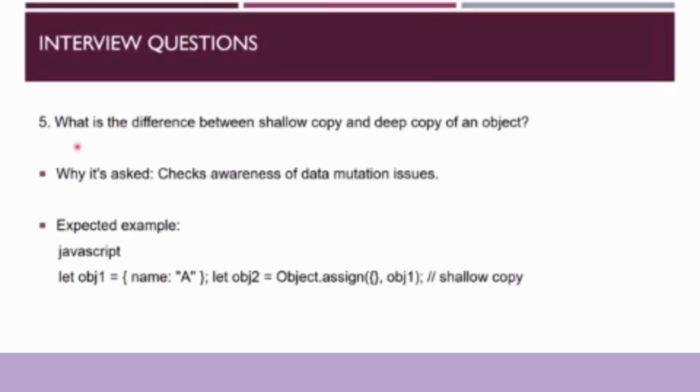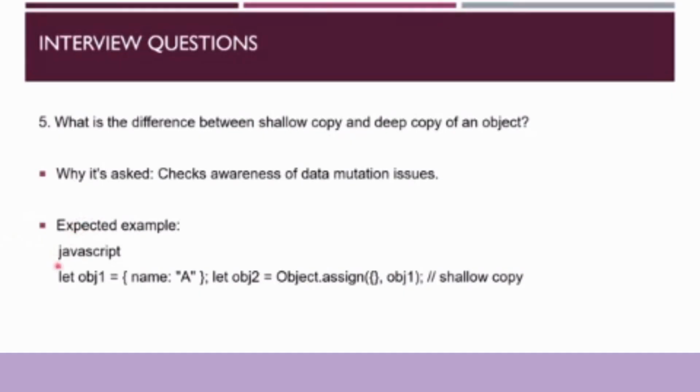This question asks, what is the difference between a shallow copy and a deep copy of an object? It's important because it tests if you understand how copying objects works, especially when changing one object might affect another, which can cause bugs. A shallow copy means if the original object has another object inside it, like a nested object, the copy only copies the references to those nested objects, not the actual nested objects themselves.